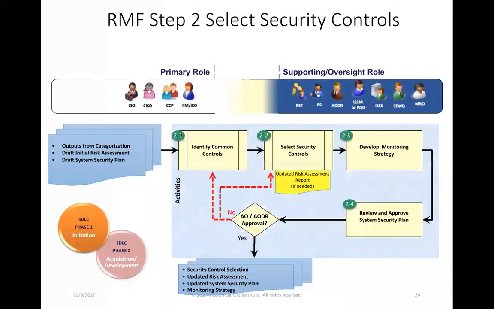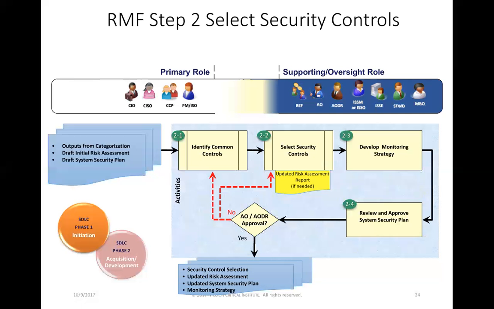These are the players. You have the primary roles, which are the CIO, the CISO, CCP, program manager, and information system owner. The CIO, you probably know what that is. It's the Chief Information Officer. The CISO is the Chief Information Security Officer. The CCP is the Common Control Provider, which a lot of organizations don't have, but that's who you would get the common controls from, which we'll talk about in more detail shortly.